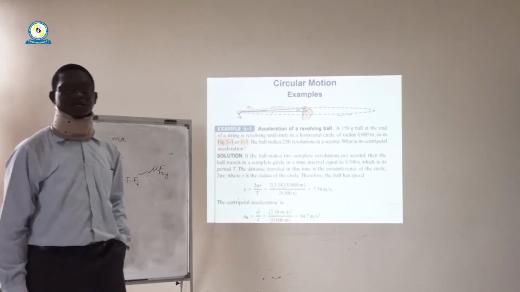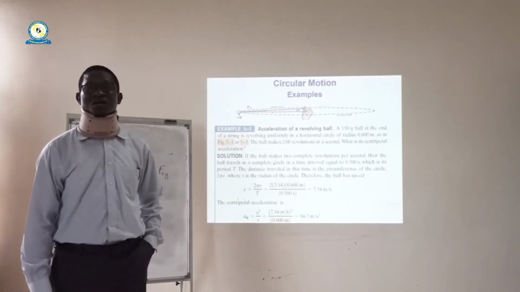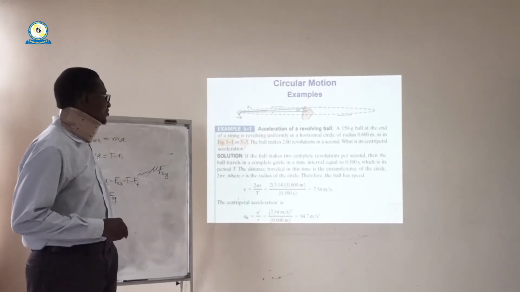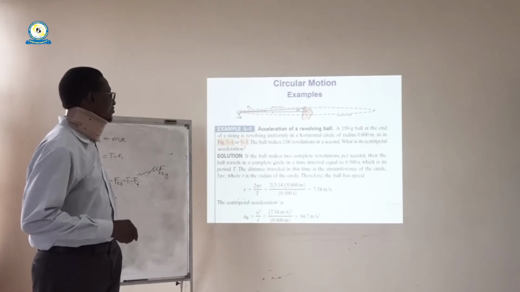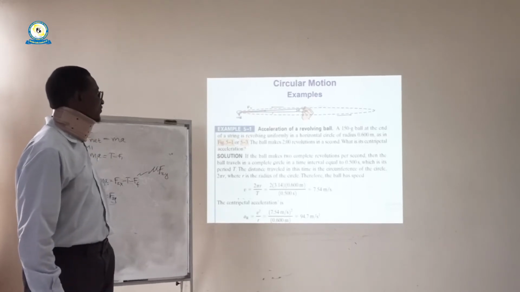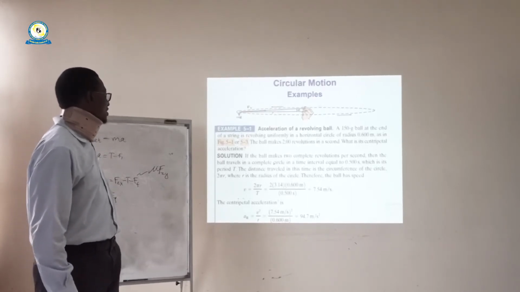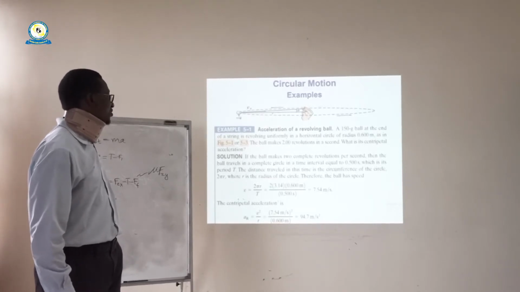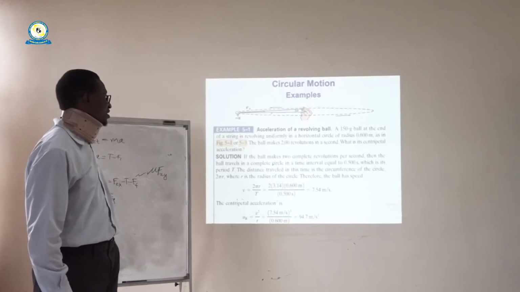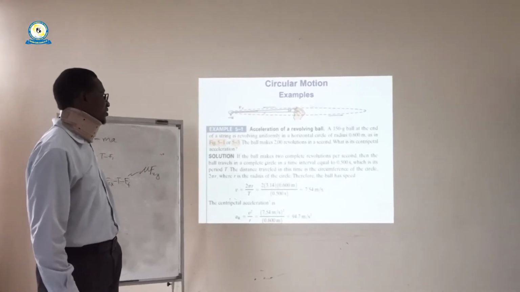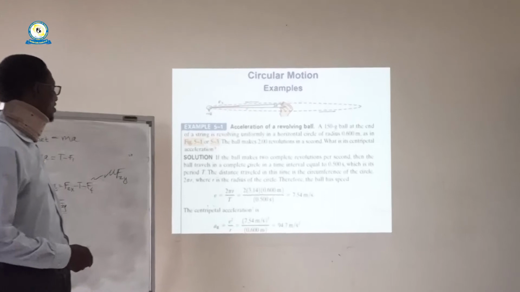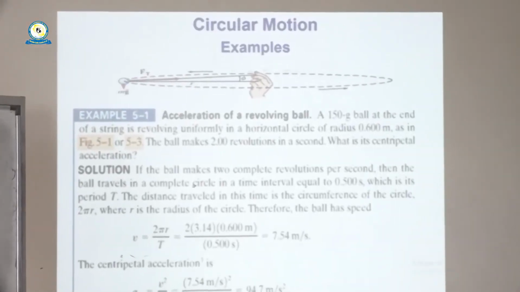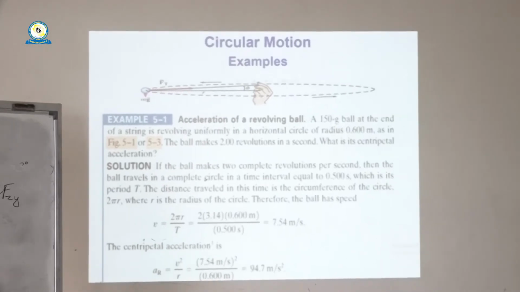Acceleration of an example. Acceleration of a revolving ball. A 150 kilogram ball at the end of a string is revolving uniformly in a horizontal circle of radius 0.6 meter as in the figure above. The ball makes 22 revolutions in a second.